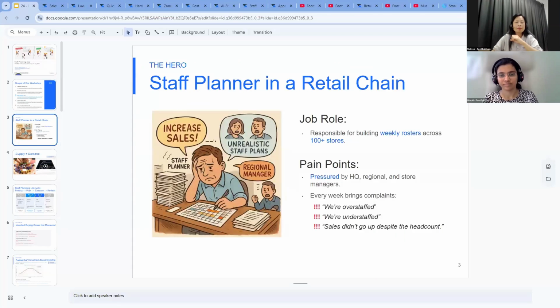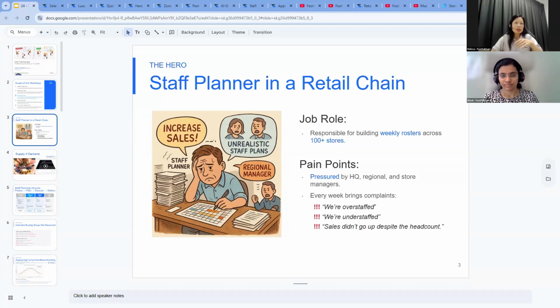So now let's talk about the people who will actually be using the app, which is your staff planner. Now in most retail chains, especially the larger ones with dozens or hundreds, if not thousands of locations, the weekly roster doesn't magically appear. Someone has to create it. And sometimes it is a full-time staff planner at the headquarters, but more often it could fall to the regional manager or even the store managers themselves. And let's be honest, it is an incredibly hard task.